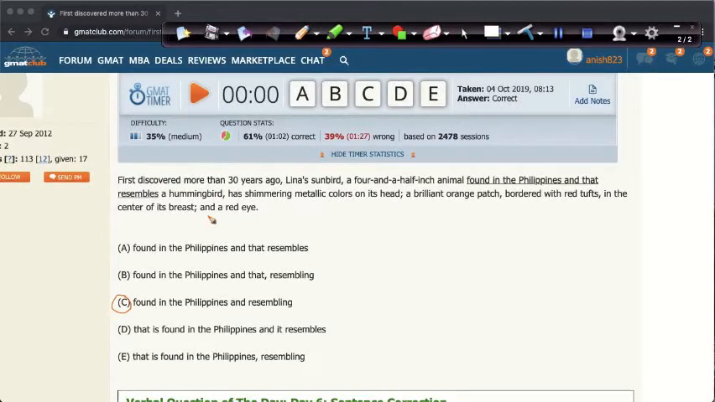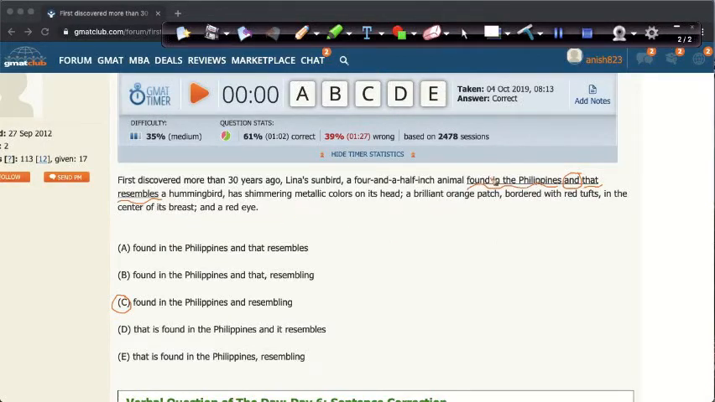Well, let's look at the sentence. First discovered more than 30 years ago, Lina's Sunbird, a 4.5-inch animal found in the Philippines and that resembles a hummingbird. Okay, so the first thing that stands out to me here is I see this "and." There's a parallelism marker, and I have two elements in a parallelism list. So I notice that. I continue reading through the sentence: found in the Philippines and that resembles a hummingbird, has shimmering metallic colors on its head, a brilliant orange patch bordered with red tufts in the center of its breast, and a red eye.